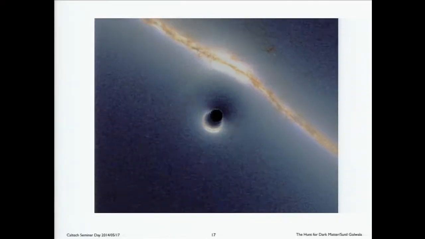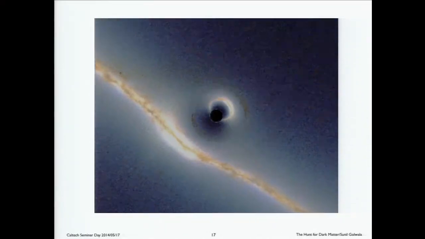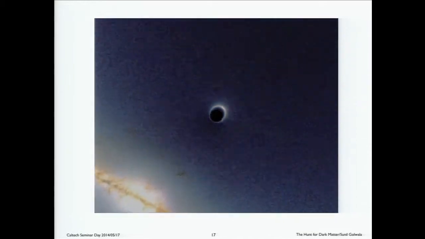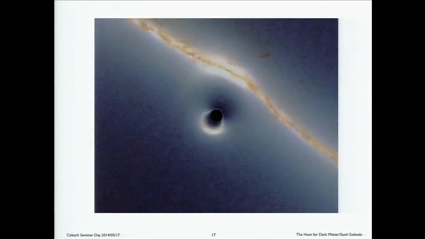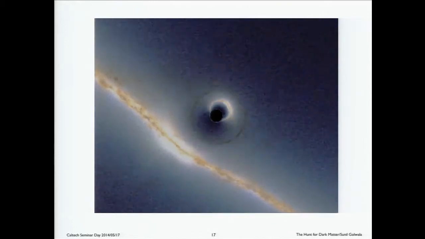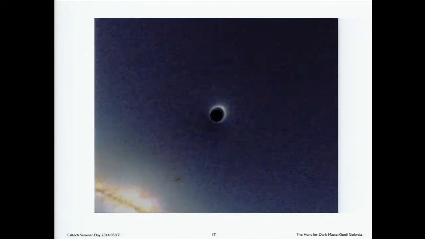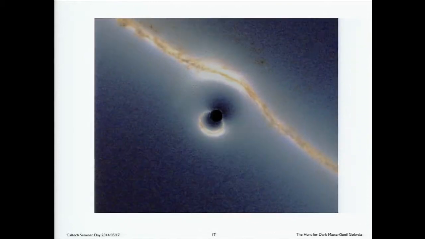But I have to digress a little bit to talk about gravitational lensing. So what you're seeing here is a simulated image of taking a galaxy, a thin stripe of a galaxy that you see from the edge on, and running it behind a black hole, or you could think of it as moving the black hole in front of the galaxy. And this distortion you see is because the black hole's gravity is so strong that it actually bends the light.